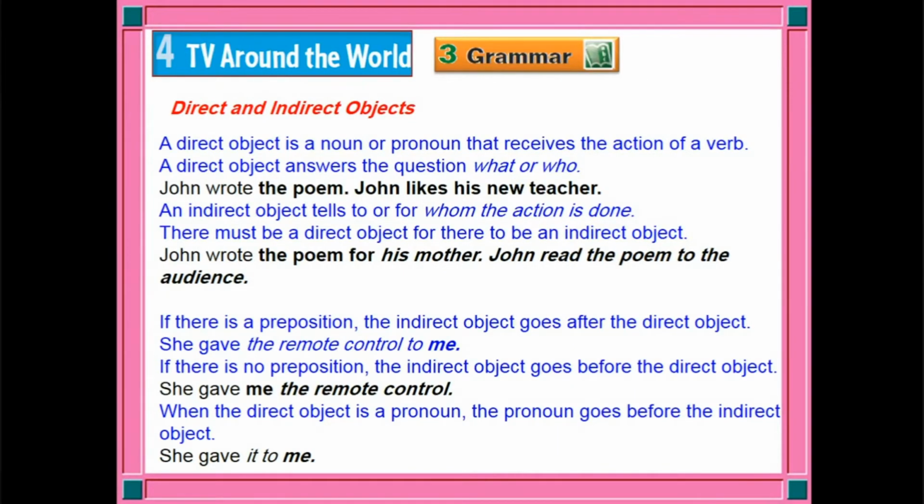We are going to talk about direct and indirect objects. Unit 4. A direct object is a noun or pronoun that receives the action of a verb. بيكون ايه يا شباب؟ يا اسم يا ضمير. A direct object answers the question what or who. بيجاوب على السؤال اللي بوات أو بهو.